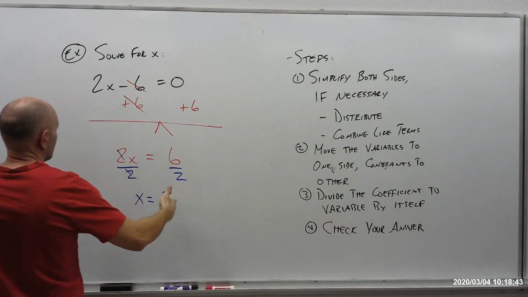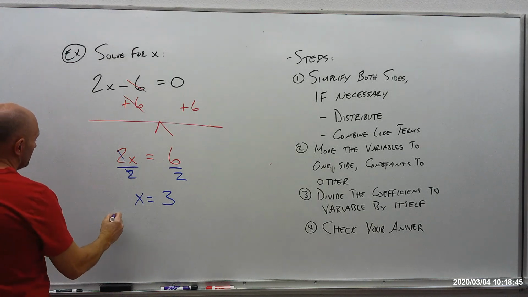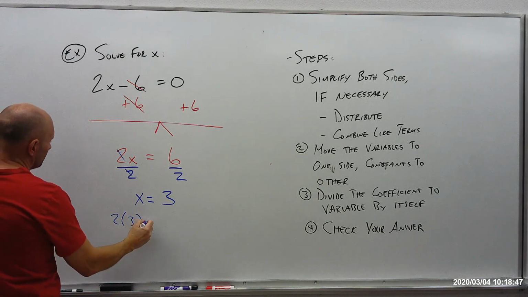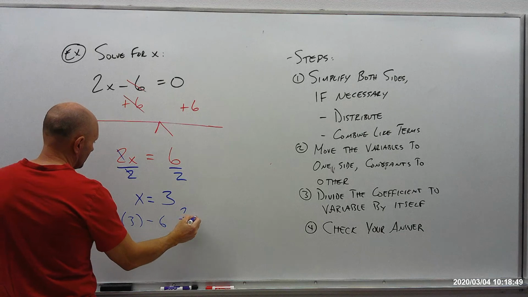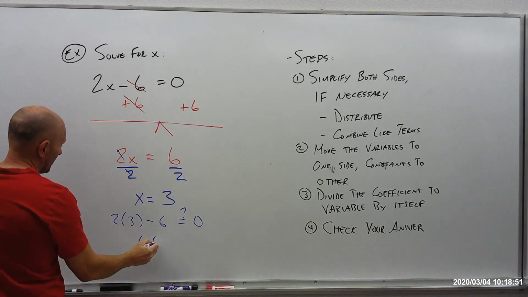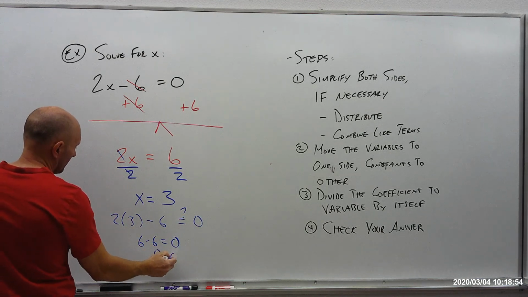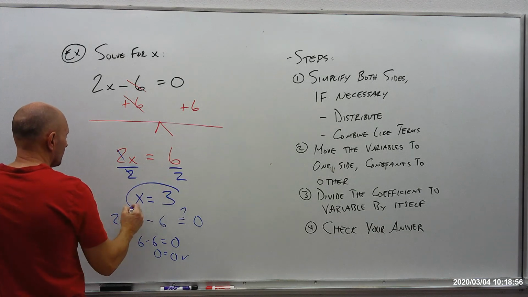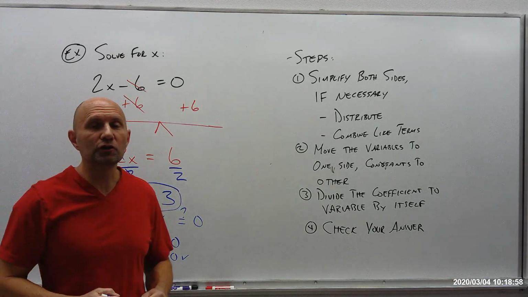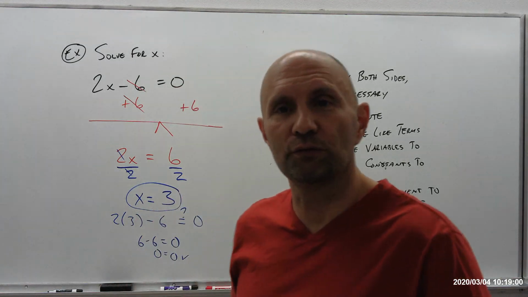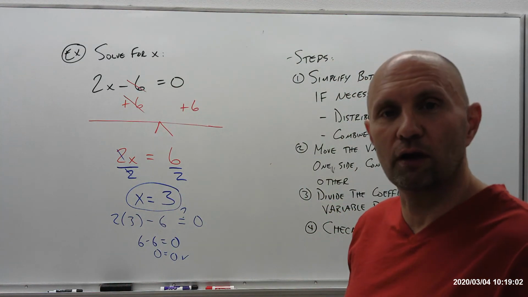Again, we can check our answer. If we plug it back in, we want to know is 2 times 3 minus 6, does that equal 0? Well, 6 minus 6 is 0, so yes, 0 equals 0. So once again, I can be 100% sure that x equals 3 is the answer to this linear equation.